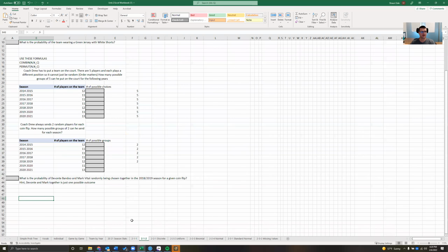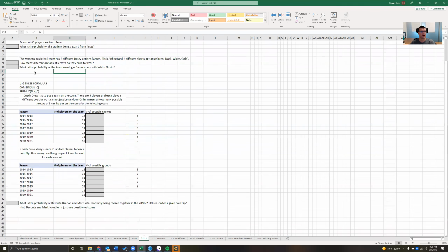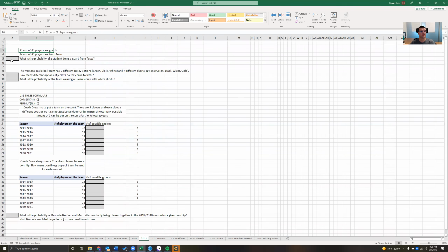And then coming in here, what is the probability of a team wearing green jerseys with white shorts, and so on and so forth? Coming up here, 31 out of 61 players are guards, 24 out of 61 are from Texas. What is the probability of a student being a guard from Texas? And so the question is what is it that you should use in order to find this out? And then once you find that out, then you can calculate the answer for that.